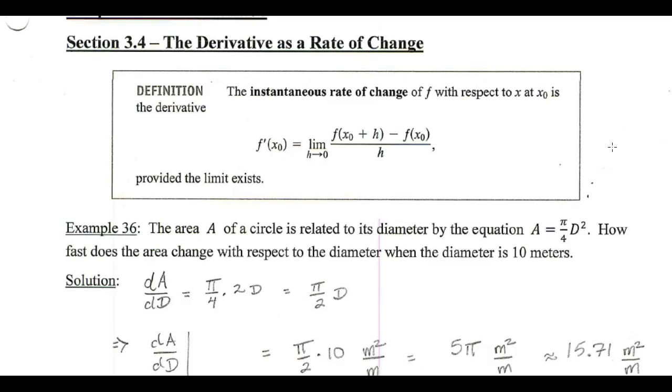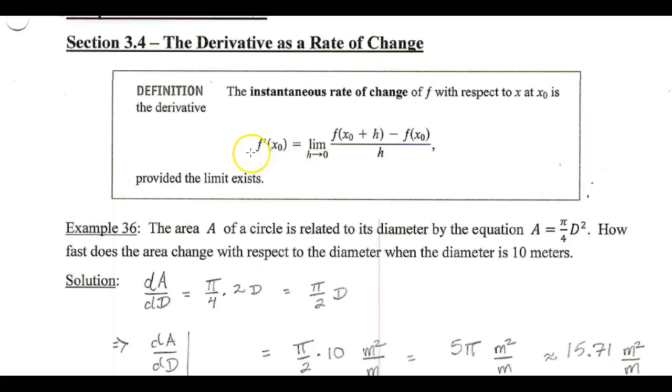Okay, we have moved into section 3.4, and in this section, we want to talk about understanding the derivative as a rate of change of a function. The derivative really gives us the rate of change of a function. So going back to the definition, if we want the derivative of f at a specific value of x naught, then f prime of x naught is the limit as h approaches 0 of f of x naught plus h minus f of x naught over h.